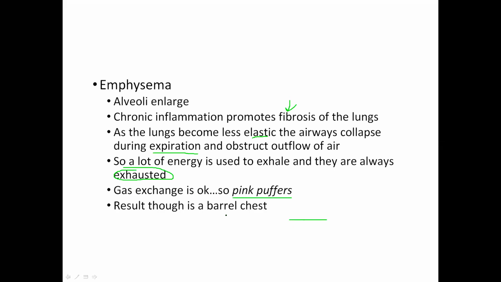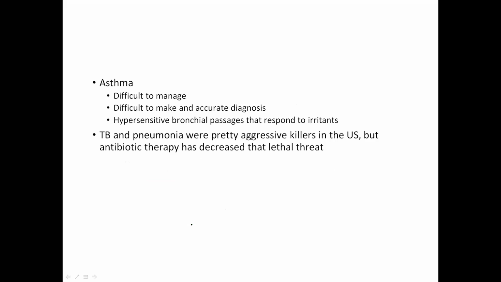Okay, so barrel chest is where the diameter of the chest from the front and the diameter of your chest from the side, so a lateral view, is about the same. Okay, just like a barrel. Okay, asthmatics. There was a bunch of different types of asthma. I don't really want to get into all the different ones, but you'll get more of that in pathophysiology. But for now, first of all, know that asthma is sometimes difficult to diagnose. You can grow into it, you can grow out of it.